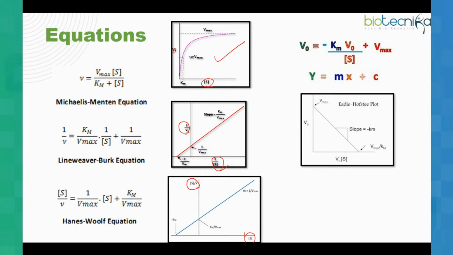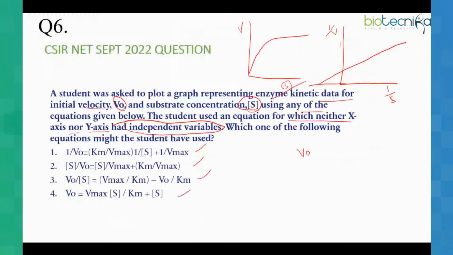In the Eadie-Hofstee plot, we take velocity on the y-axis, same as the equation, but on the x-axis we also have velocity and substrate. If you see in these three, on the x-axis we have only substrate terms, either plain substrate or reciprocal of substrate. But the Eadie-Hofstee plot is the only one in which we have V0 by S. So the velocity term is there on the x-axis also and the y-axis also. So the question was, which of the following equations might the student have used?